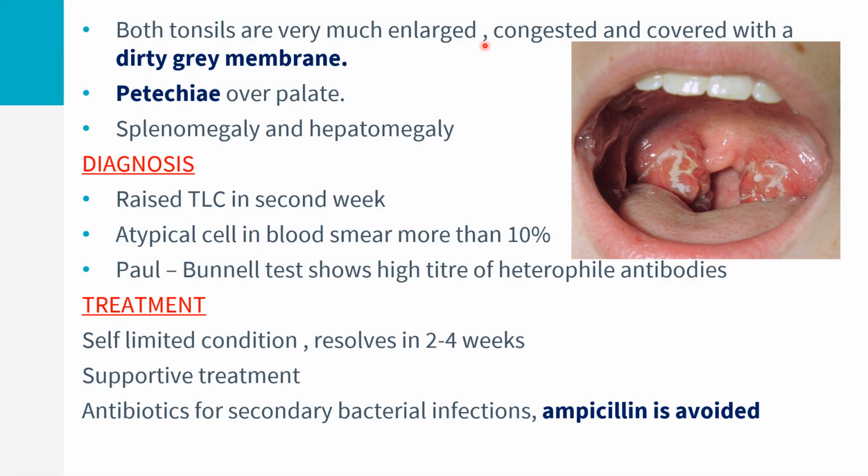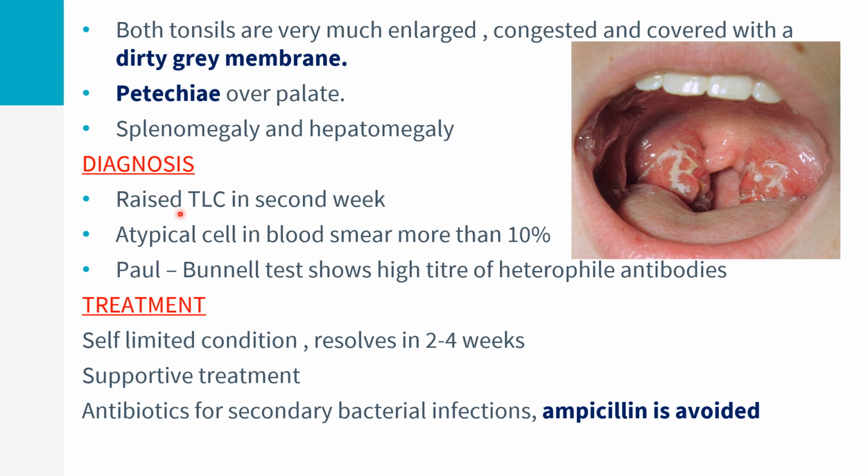Both the tonsils here are very much enlarged, congested, and covered with a dirty gray membrane. Also, there is petechiae present over the palate, and they are quite specific for infectious mononucleosis. In 50% of the patients of infectious mononucleosis, splenomegaly and hepatomegaly is also present.